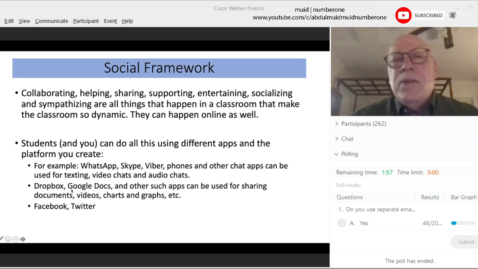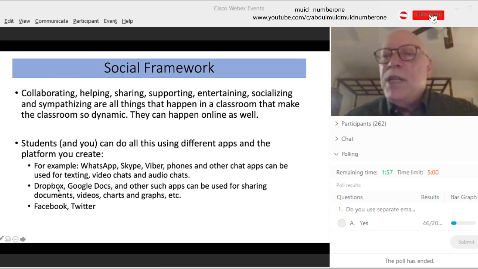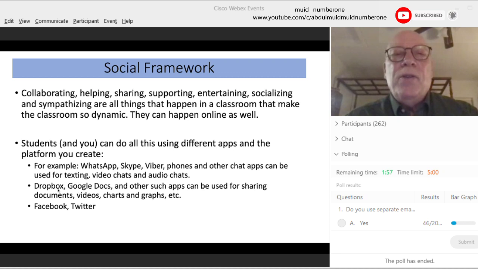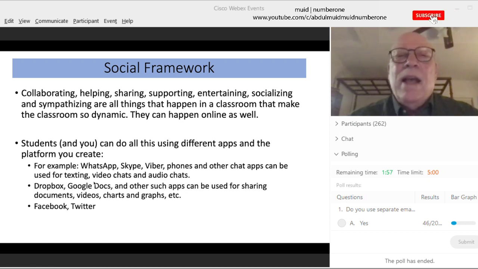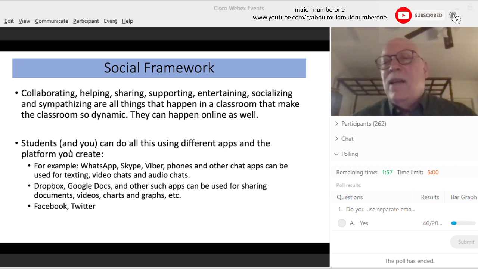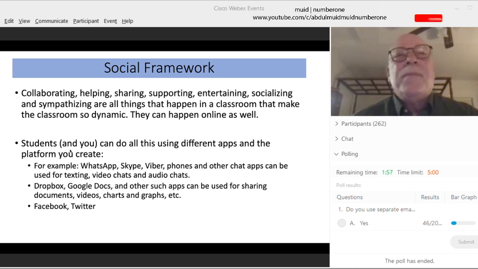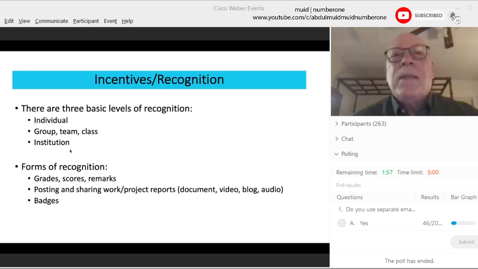You can use apps to share documents and to share work. You can use Dropbox or Google Docs or other such apps for sharing documents, videos, charts, graphs, everything. So there's a lot of sharing and collaboration. And you all know about Facebook and Twitter. Facebook, as I mentioned earlier, where you can post work, you can post things, you can do things on Facebook as well. So these things are all really, really important and key for you.